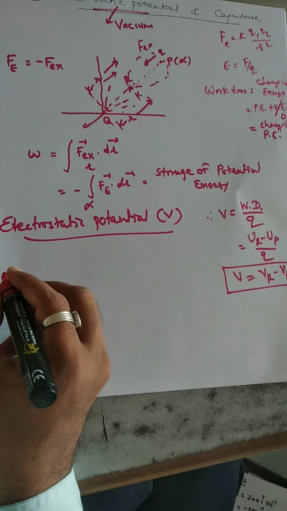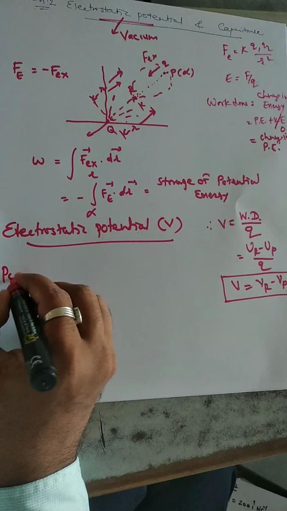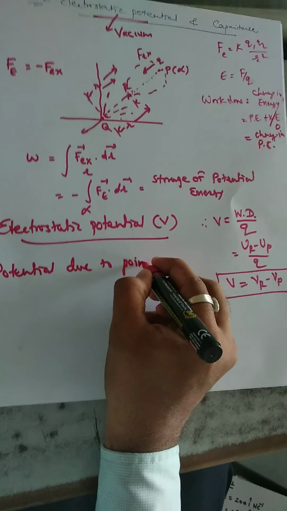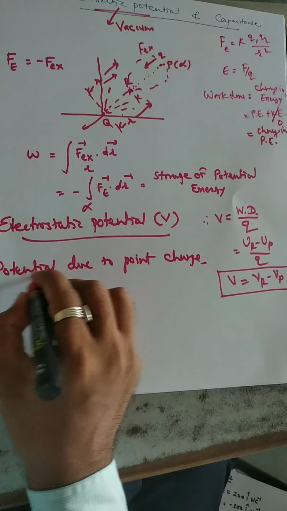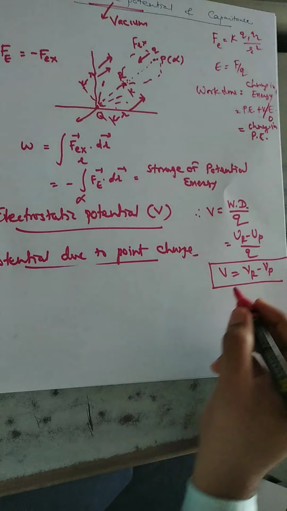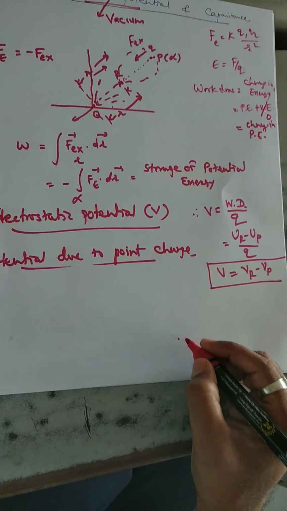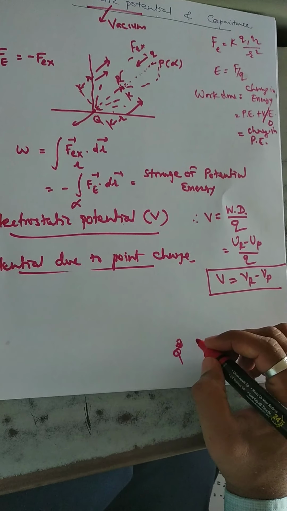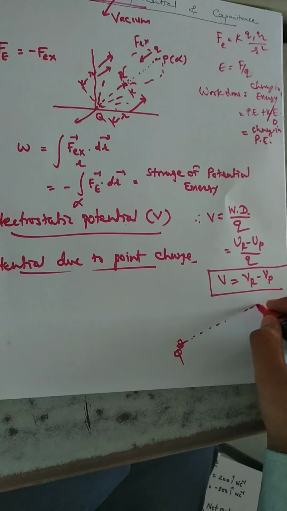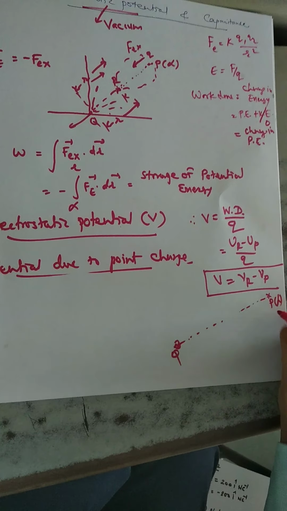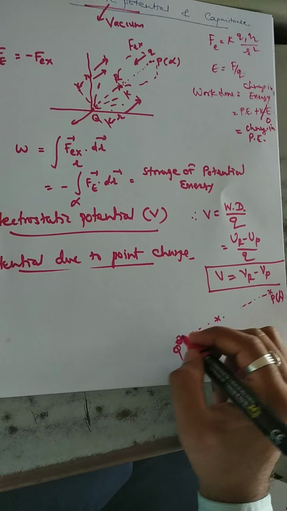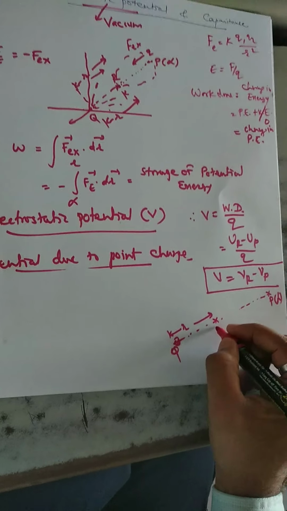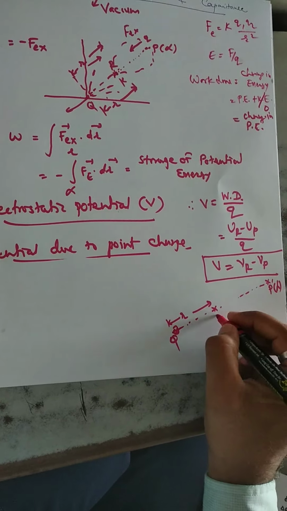Now we'll discuss one topic, that is the potential due to a point charge. So simply we will derive the equation of electrostatic potential because of a point charge. Okay, so suppose I am considering this as a source charge Q, and a point charge at infinite location. Now if I have to bring this point charge from infinity to the given point, suppose this is point P dash, suppose this is point P.